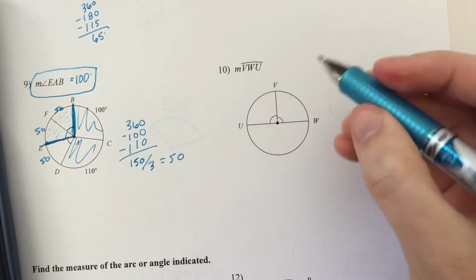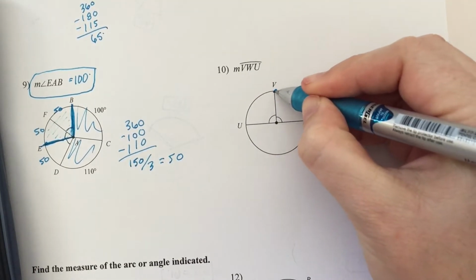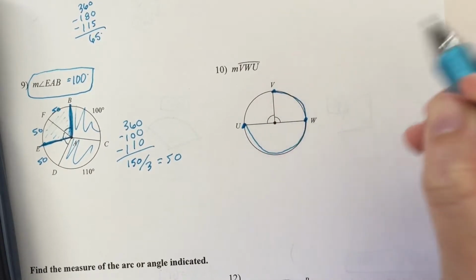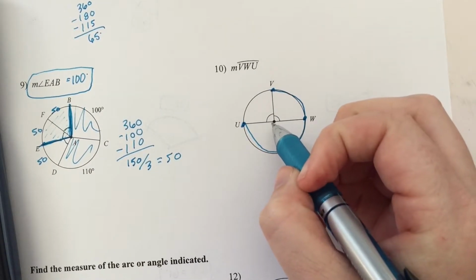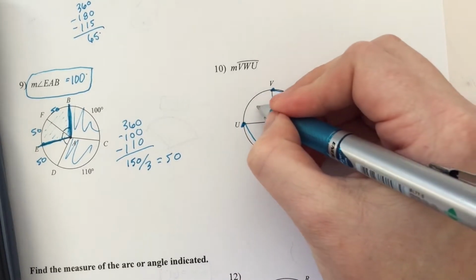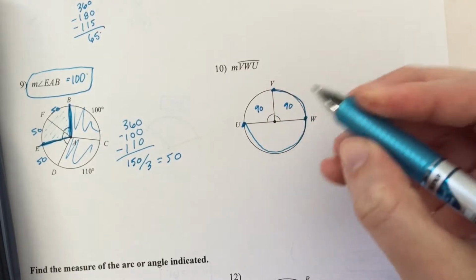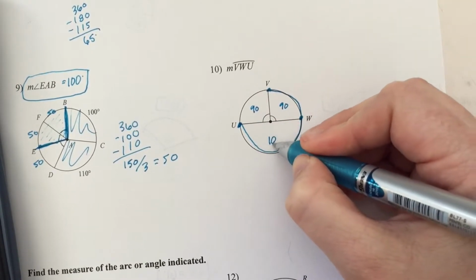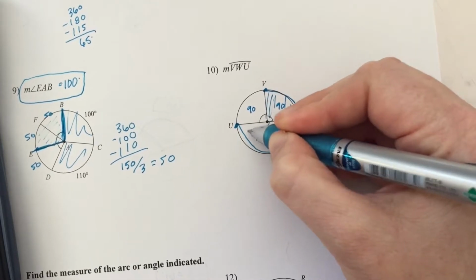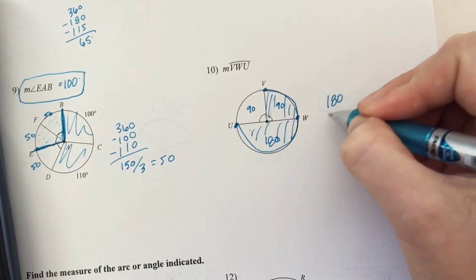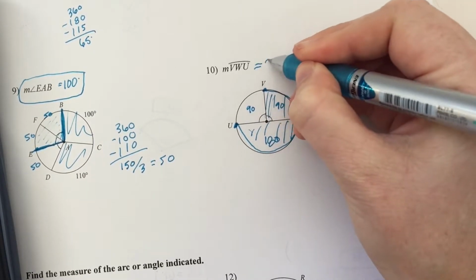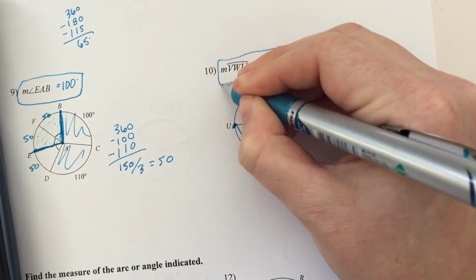V, W to U. V to W to U. Well, this one we did before with the two separate. 180 split in 2 is 90 and 90. This half of the circle is 180, so because I need this piece and this piece together, I get that it is 270 degrees.